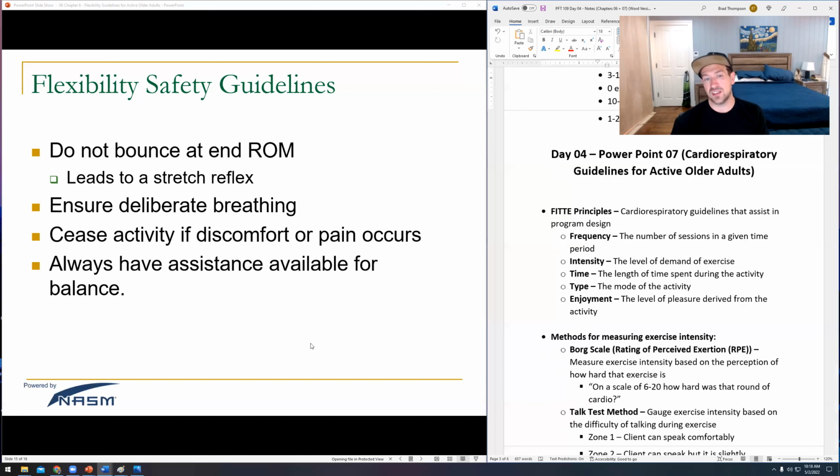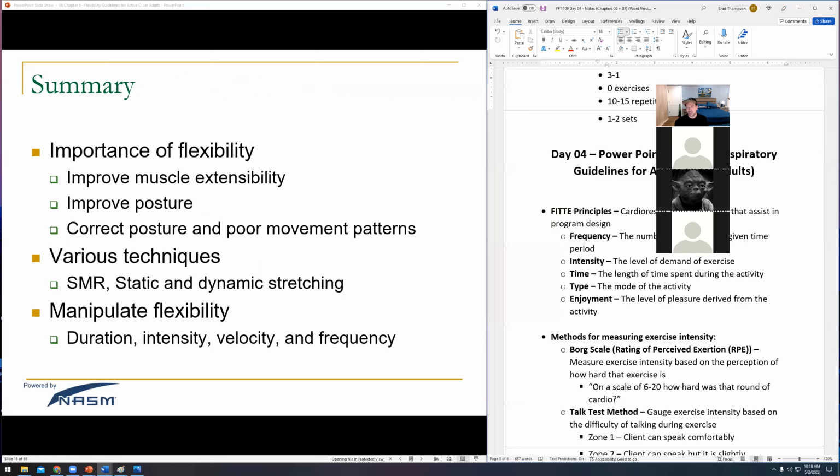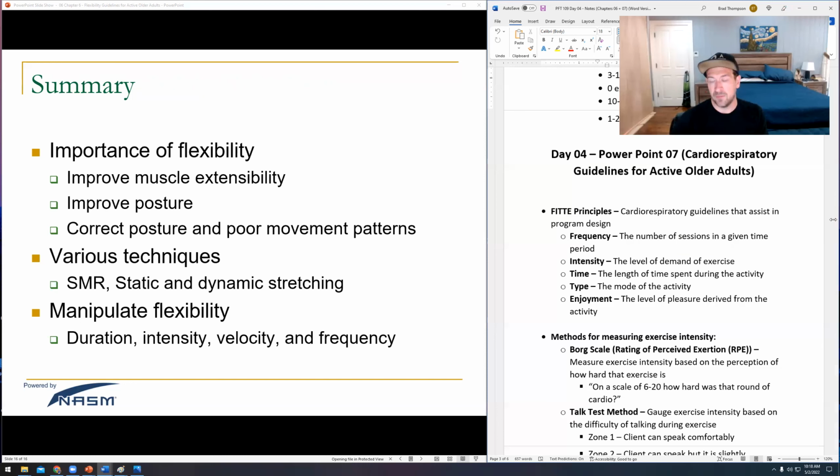And then always have assistance available for balance exercises with senior clients, guys. Most of the time, you'll be right there to coach them and watch them. But if they're doing a quadricep stretch or something, right? And they're grabbing their foot, standing on one leg, we lose our balance as we get older. So be careful with that. Make sure that they're standing near something that they can hold on to. They'll probably seek that out naturally, but we just want to make sure that we're keeping an eye on it.